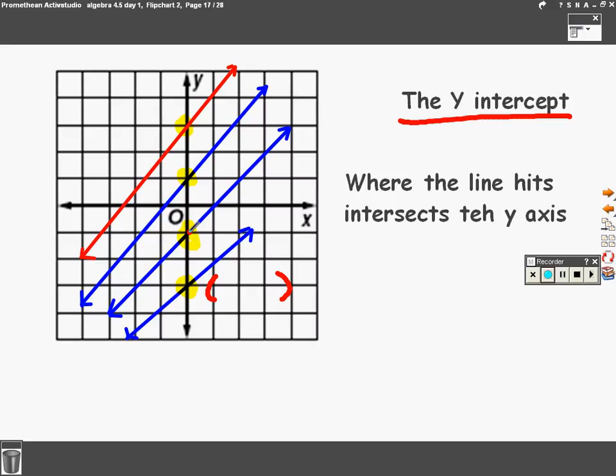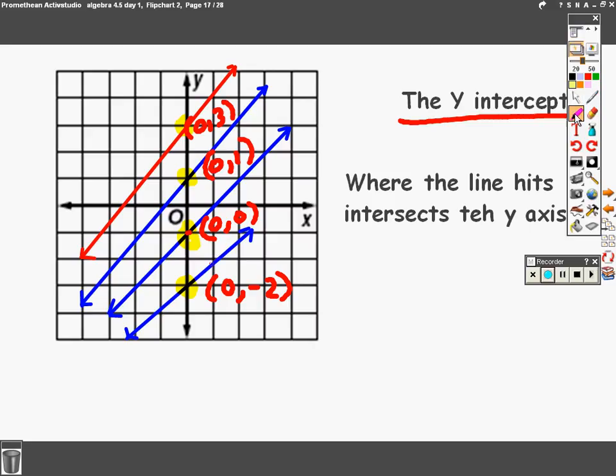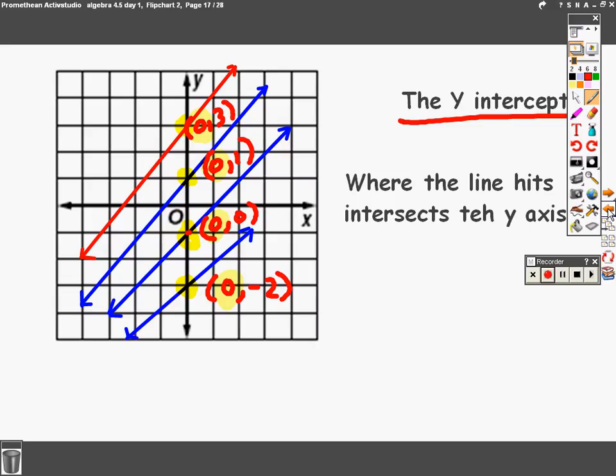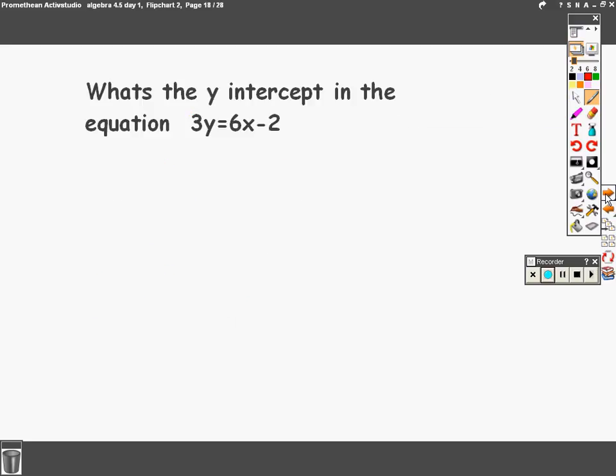For instance, this point right here is 0, negative 2. This point right here is 0, 0. This point right here is 0, 1. And this point right here is 0, 3. Well, what you're going to notice is that every single time the line hits the y-axis, x happens to be 0. So that tells us a really easy way to figure out, when I have an equation, what's the y-intercept? Well, every time at the y-intercept x happens to be 0, so I could just plug it in.